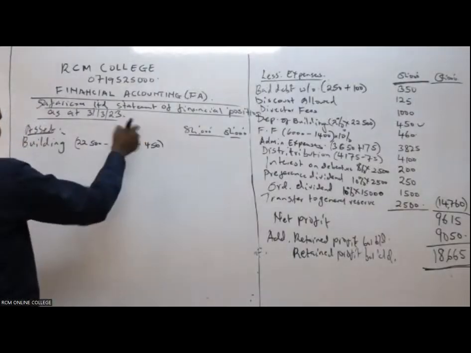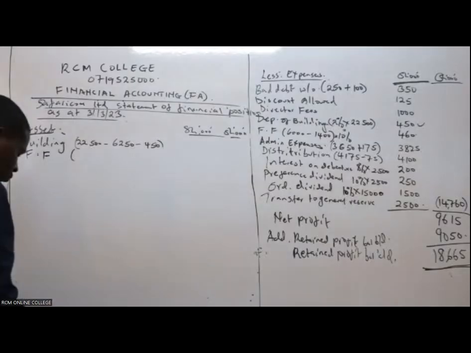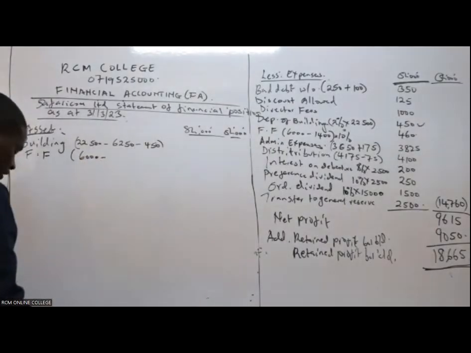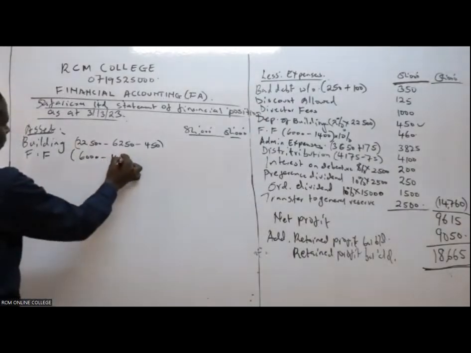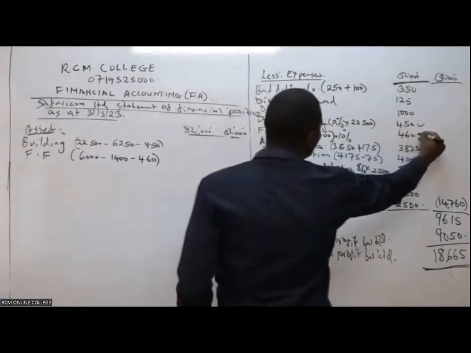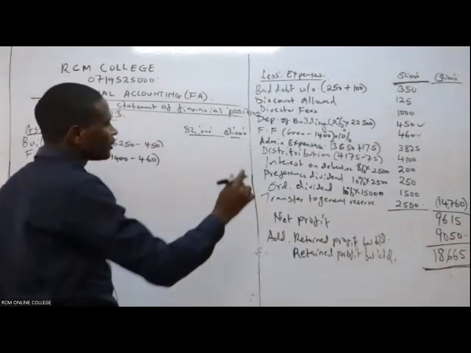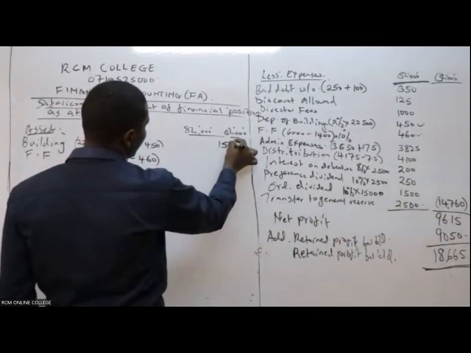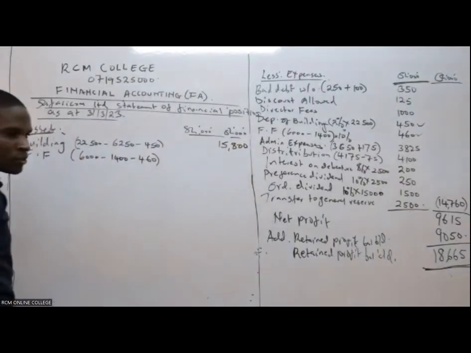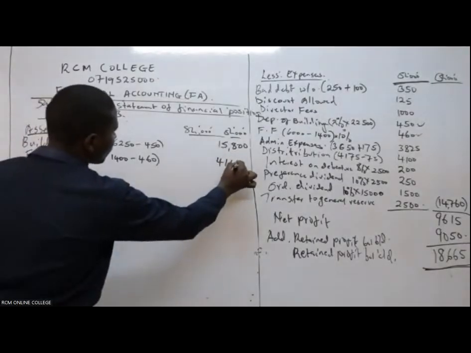So give me that as we go to furniture and fitting. Furniture and fitting cost was 6,000. I minus the accumulated depreciation of 1,400, and then minus 460, which was depreciation for the year. I hope you remember. You give me that. Then 15,800, thank you Sharon. Sharon is doing a good job. 4,140, thank you.